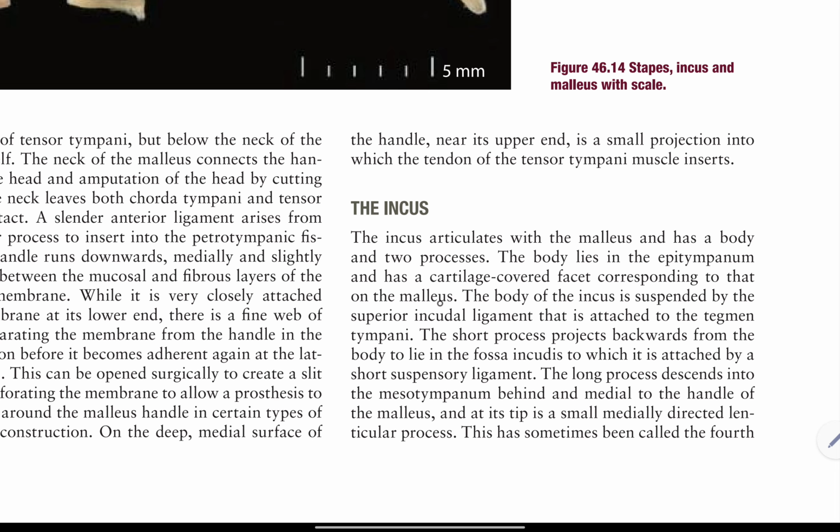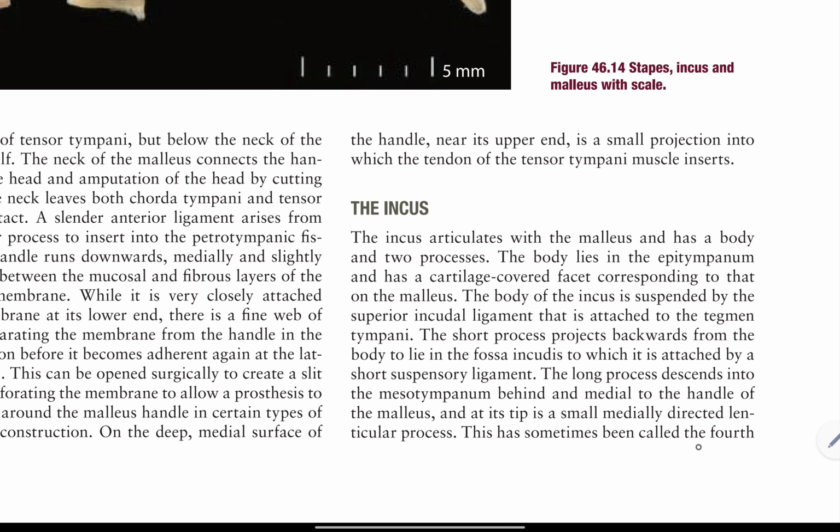The body of the incus is suspended by the superior incudal ligament that attaches to the tegmen tympani. The short process projects backwards from the body to lie in the fossa incudis, to which it is attached by a short suspensory ligament. The long process descends into the mesotympanum behind and medial to the handle of malleus, and at its tip it has a small medially directed lenticular process.